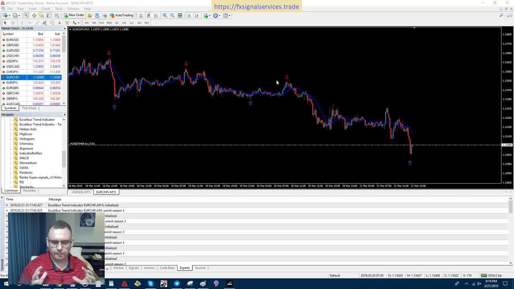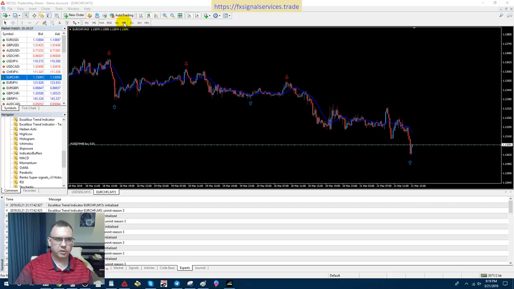Show you what the perfect ultimate setup looks like with my Excalibur trend indicator. What I like to do simply is, if I have a signal to buy or sell, doesn't matter, but if I have the same signal on the 4 hour and below, then we have the perfect setup, okay?